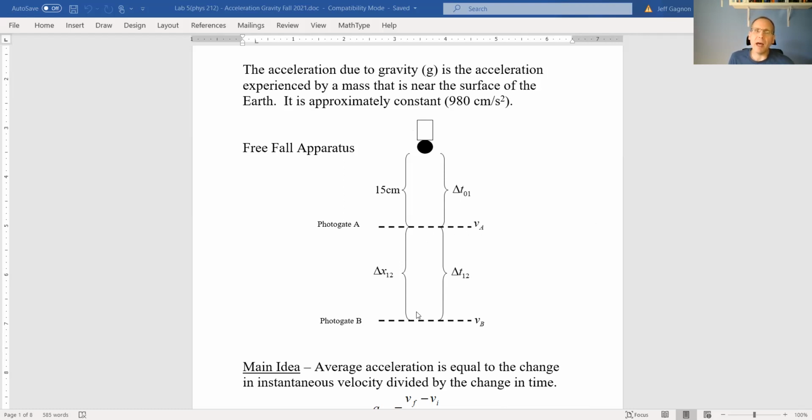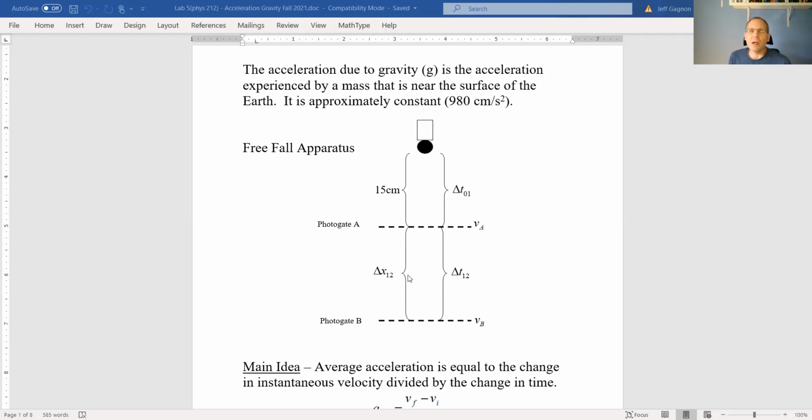And then below that is going to be photogate B, the second photogate, and its position is going to vary. Okay, so this delta x12 is going to be the distance from that first photogate A to the second photogate B. And we're going to vary it. We're going to have it at 10 centimeters below the photogate A, then it'll be 20 centimeters below, then 30, 40, 50, right? So there's basically 5 conditions. That distance is going to vary.